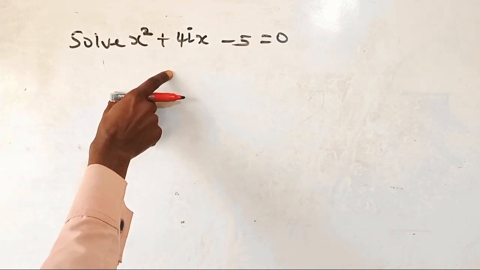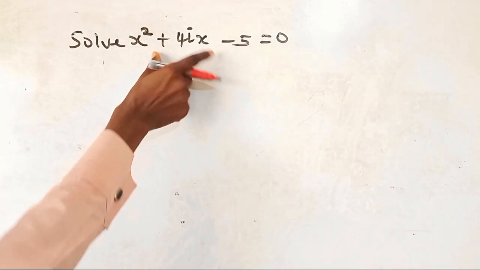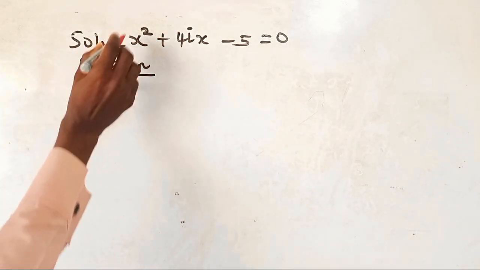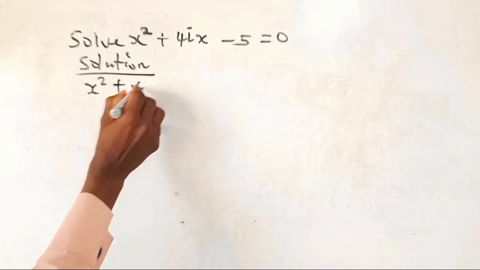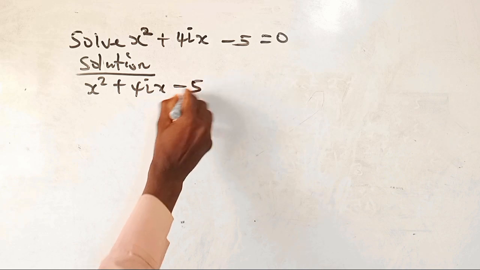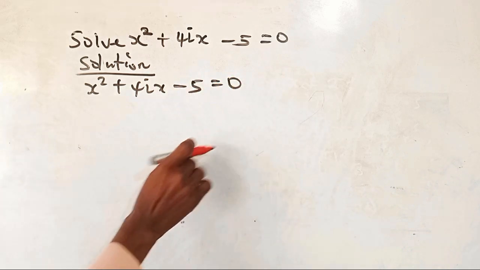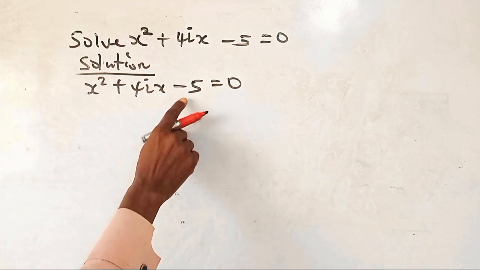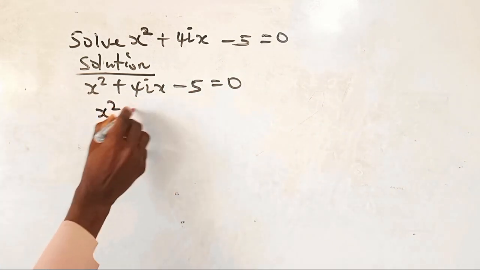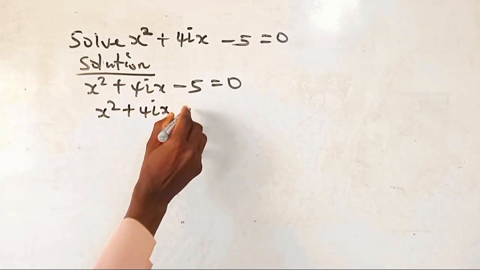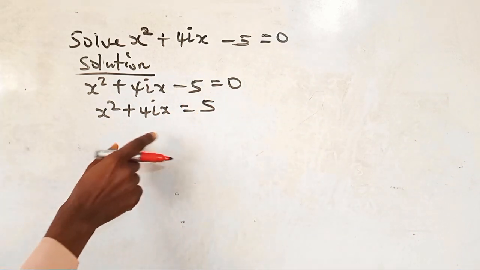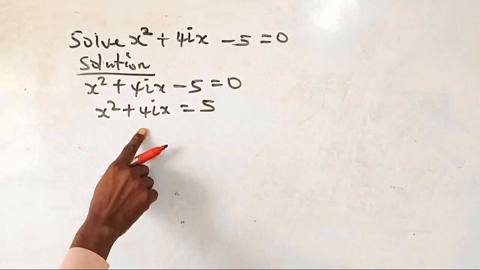So we have to use the completing the square method to approach this. So how do we do that? Solution. For x squared plus 4ix minus 5 equals 0, the first thing we do is to add 5 to both sides. So we have x squared plus 4ix equals 5. From here we have to put this in a perfect square trinomial.